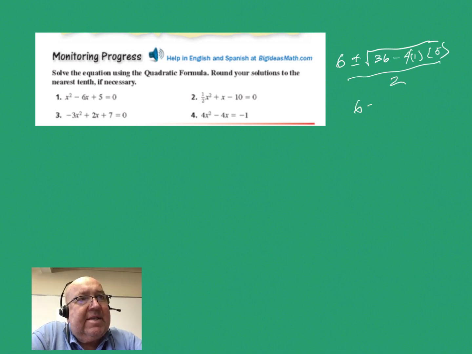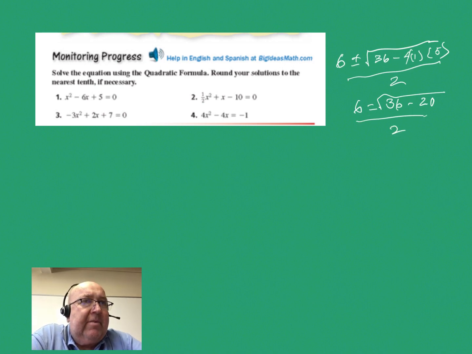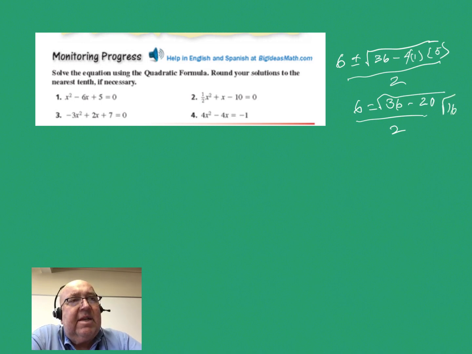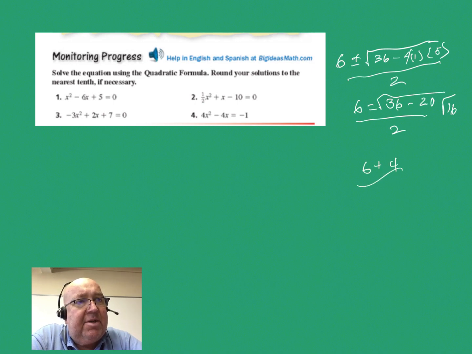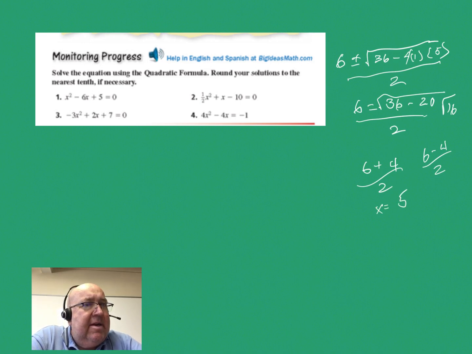So we have 6 plus or minus the square root of 36 minus 20, divided by 2. 36 minus 20 is 16, so that's going to be 4. So we get 6 plus 4 divided by 2, and we get 6 minus 4 divided by 2. 10 over 2 is 5, so x equals 5, x equals 1.